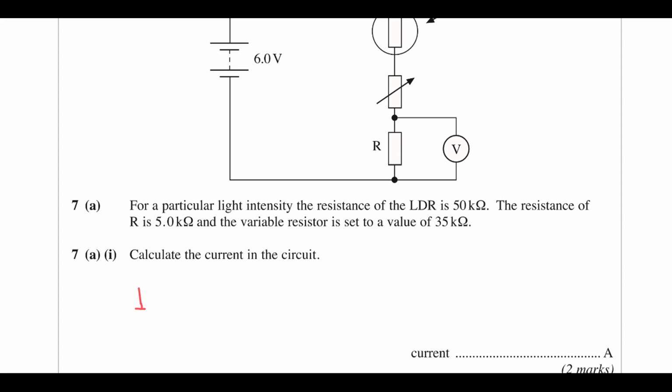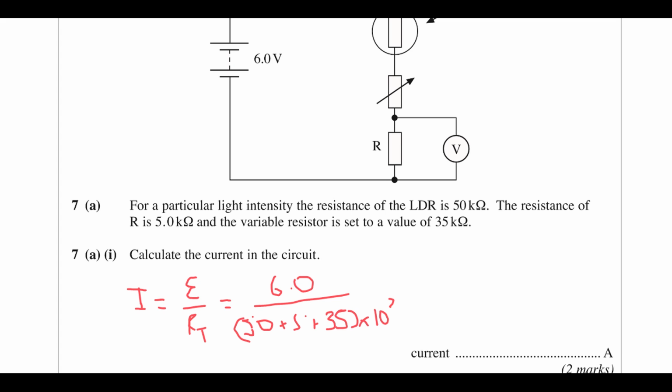So what we're going to do is EMF divided by total resistance. So that's 6.0 divided by 50 plus 5 plus 35, times 10 to the 3, because they're all in kiloohms. Let's do that. 50 plus 5 plus 35 times 1000. 6 divided by answer gives you 6.7 times 10 to the minus 5 amps. So a pretty small current going into the circuit.